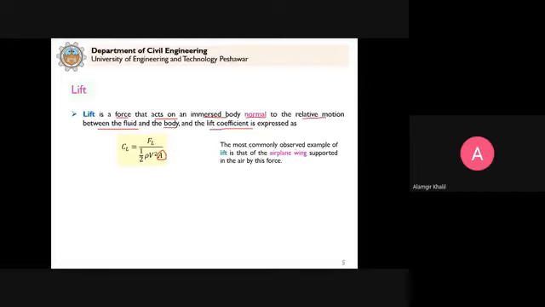The most commonly observed example of lift is that of an airplane wing supported in the air by this force. We already discussed, and I showed you this picture in the previous lecture, that when an aeroplane flies through the air, it has weight which acts down towards the center of the earth, and the engine of the aeroplane pushes the aeroplane in the forward direction by applying a thrust.